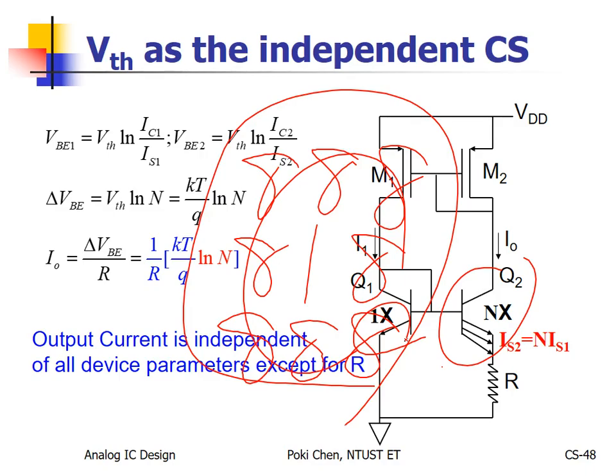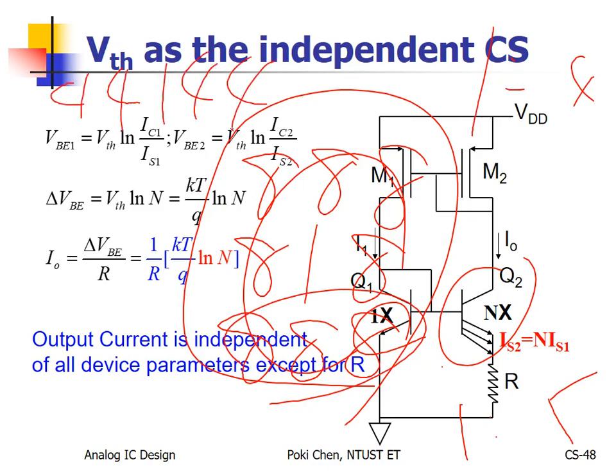For example, 1 to 5, or 1 to something. Yeah, 1 to 5, it is still possible, right? Oh no, 1 to 5, no, it is impossible. It's really hard to have such kind of common centroid layout. 1 to 4 is possible. Why? Because you have 4, 4, 1, 4, 4, right?